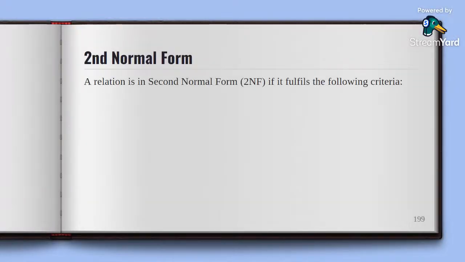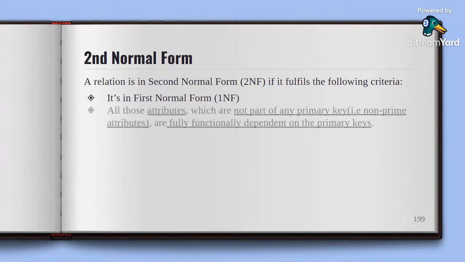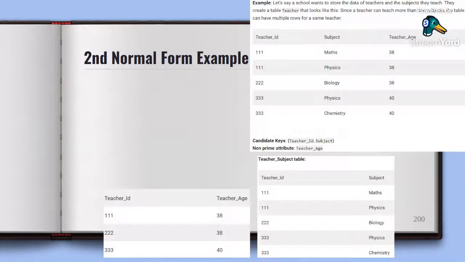A relation is in second normal form if it's in first normal form and all the attributes which are not part of the primary key are fully functionally dependent on the primary key. So the main thing is that you should have no partial dependencies. So fully dependent.